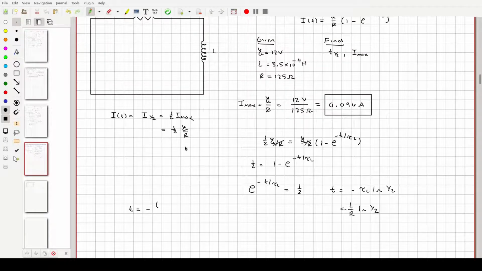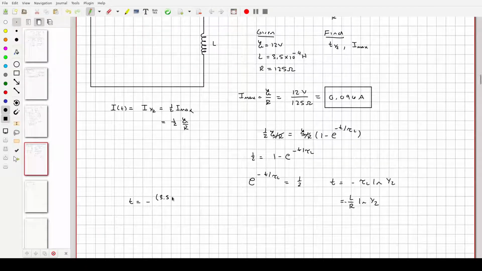L is 3.5 times 10 to the minus 4th henries. R is 125 ohms. And we have our natural log of 1/2. When you plug the stuff in here, 3.5 times 10 to the minus 4th divided by 125, and then multiply that by the natural log of 1/2, you get about 1.9 times 10 to the minus 7th seconds. So it's very quick.